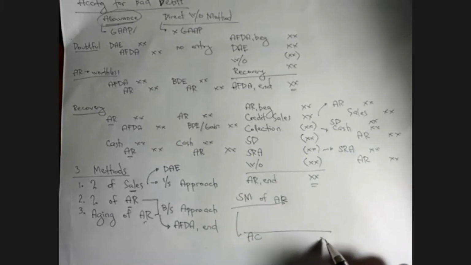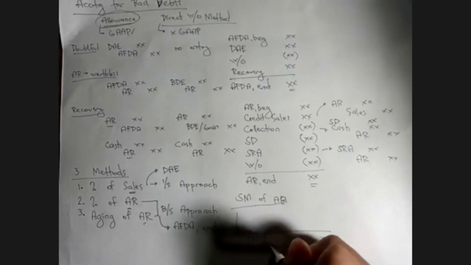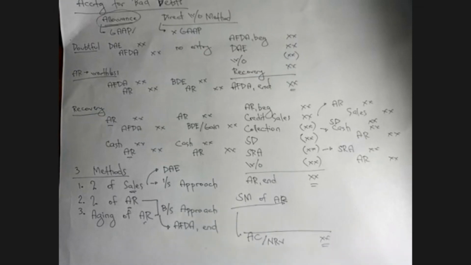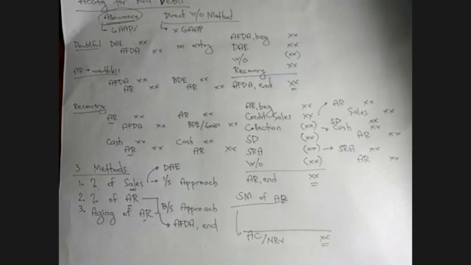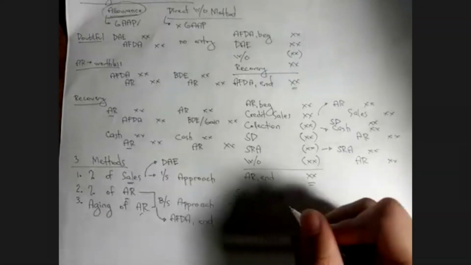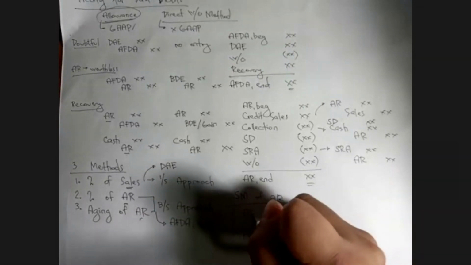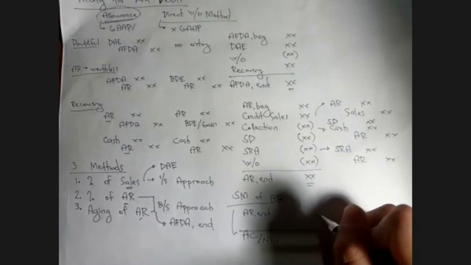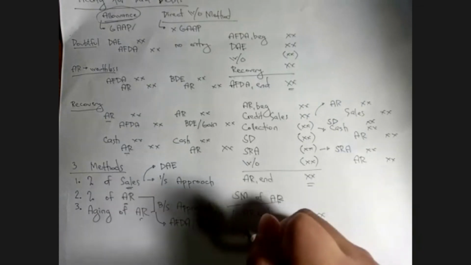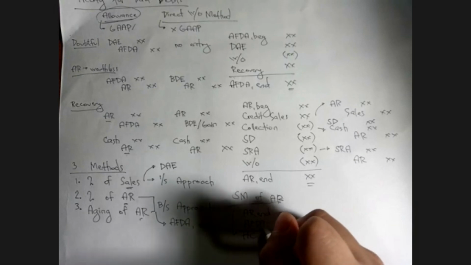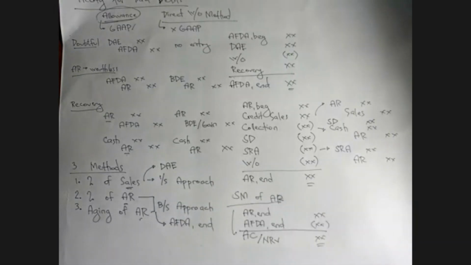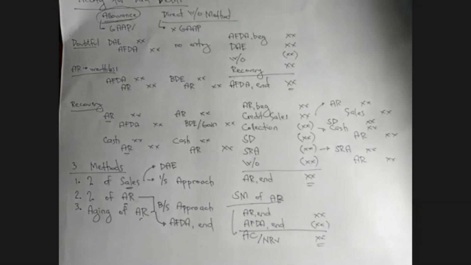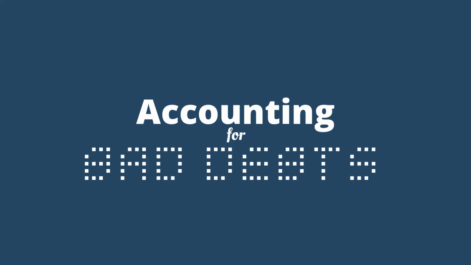Then lastly, the subsequent measurement of accounts receivable is actually equal to the amortized cost. So how to compute the amortized cost or the net realizable value of the accounts receivable? So amortized cost or net realizable value is equal to the AR at the end of the year minus the allowance for doubtful accounts at the end of the year. That is why it is important na alam mo or kabisado mo on how to compute the AFDA at the end, and dapat alam mo rin kung paano i-compute si AR at the end of the year. So that's the end of accounting for bad debt.